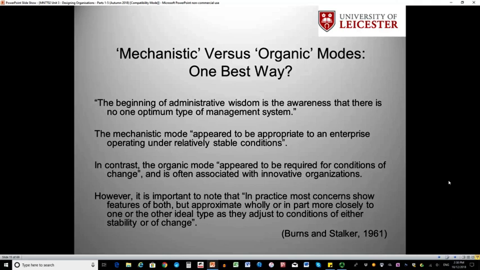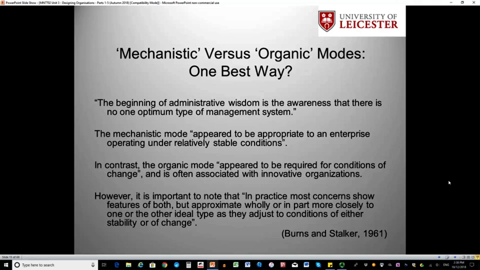And they're also very good and actually quite appropriate if you're operating in a very stable environment. So what Burns and Stalker found is that although there isn't one best way of managing either the organic or the mechanistic, the mechanistic isn't necessarily better than the organic, or the organic isn't necessarily better than the mechanistic. However, they did find that each of these two different approaches were more appropriate in certain environments and for certain activities.